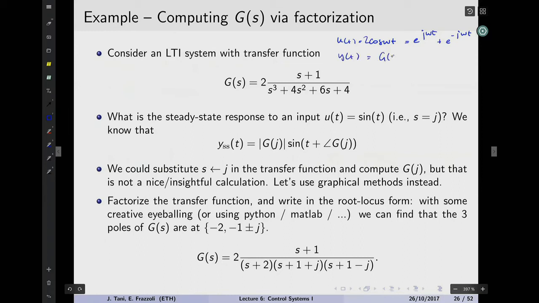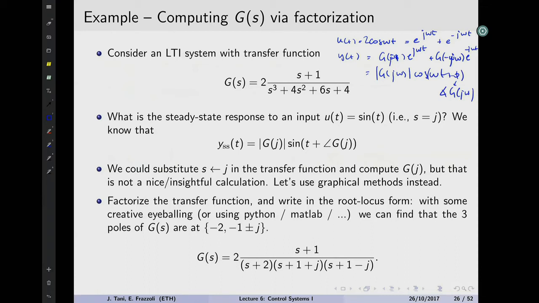The output is G at j omega times e to the j omega t plus G at minus j omega times e to the minus j omega t, okay? And we said that this can be rewritten as the magnitude of G of j omega times cosine of omega t plus phi, where phi is the phase of G of j omega, right? So super easy, just plug in j omega inside the transfer function. We saw in the example our G of s before was 1 over s plus 1. Just plug j omega in place of s, do all your math, find the magnitude, find the phase, plug it in there, you got it.